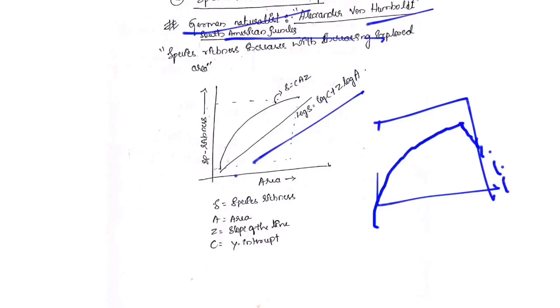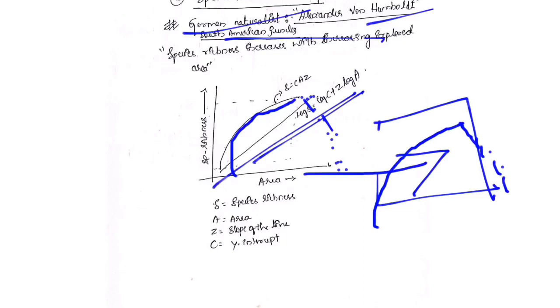See here, as the area increases, the number of species increases, but up to a certain point. After this, the number of species keeps on decreasing. Any big area you may take, the species richness increases up to a certain limit, but after that it starts to decrease. When this is plotted on a graph, we get a rectangular hyperbola, and when we apply a log, we get a straight line, called log S equals log C plus Z log A.